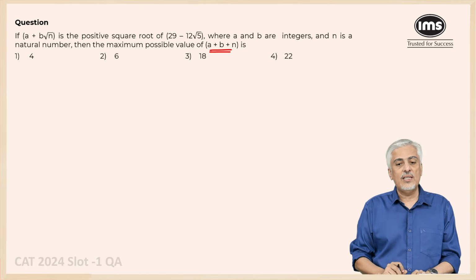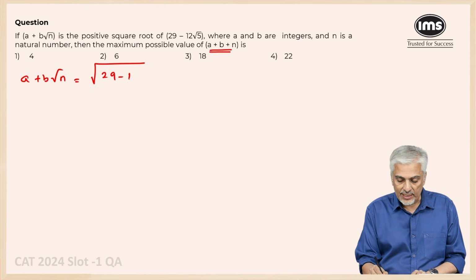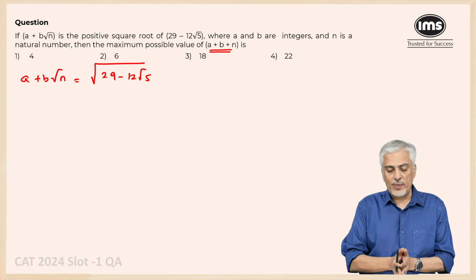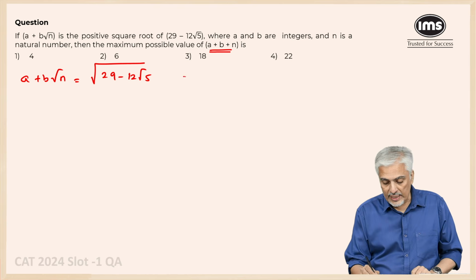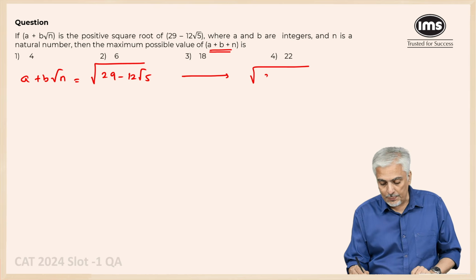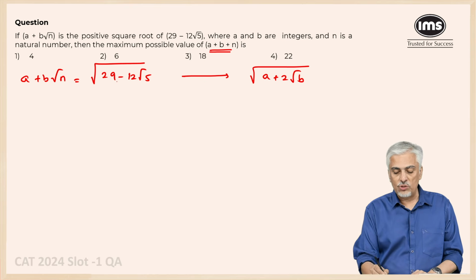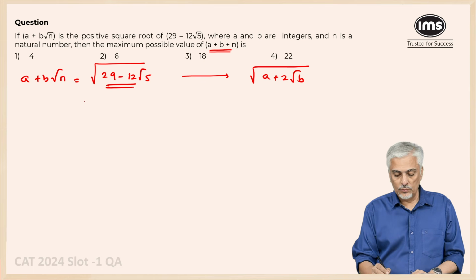Okay, let's now think a little bit. First of all, they've told us a plus b root n is the positive square root of 29 minus 12 root 5. Now, I need to simplify this 29 minus 12 root 5. There was a concept which we have in our concept videos also, the square root of a plus 2 root b. Based on that concept, we will have to simplify this. So, instead of the 12, I need to make it 2. So, how does that happen?